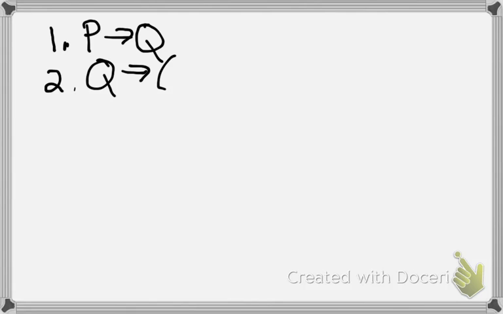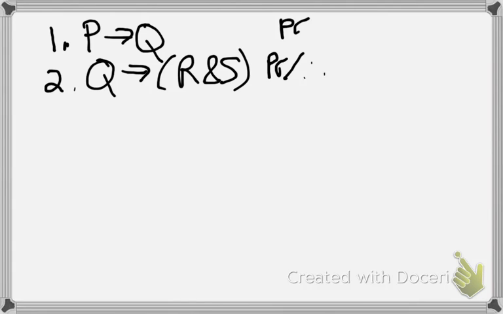So suppose we have the premise P arrow Q, and we have the premise Q arrow R and S. So these are premises. And let's say our goal is the conditional P arrow S and R.